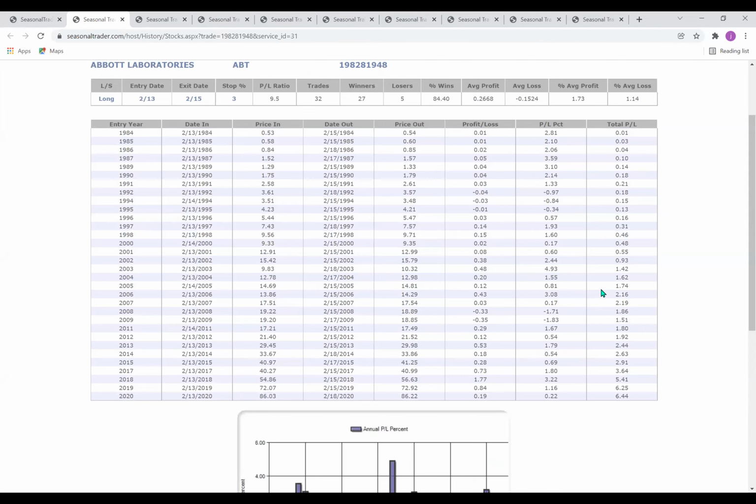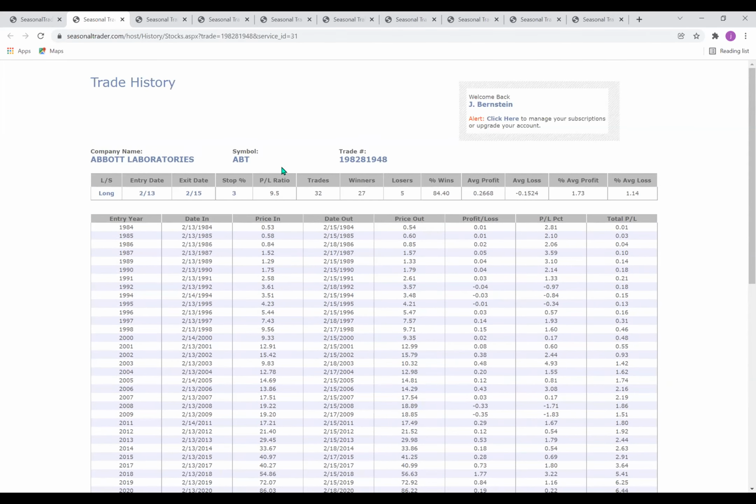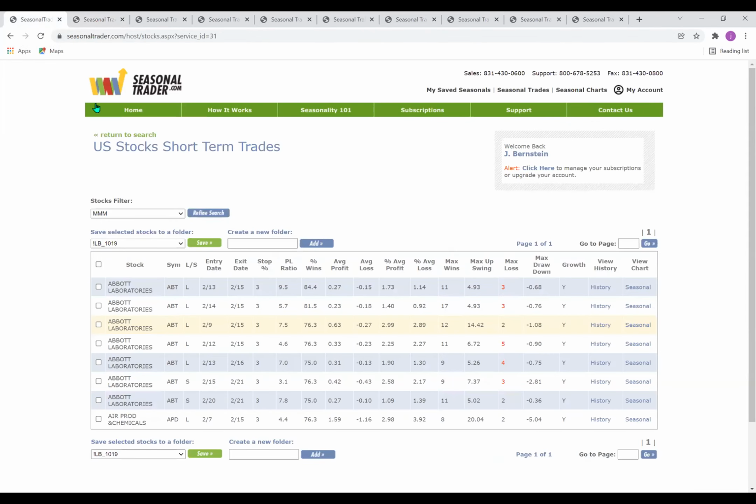Let's go back to the search feature. One moment, please. And this data will be up to date at the end of the week. One moment. We can go back to the search like so. In fact, let's look at the next one right over here. APD. And here's the history.